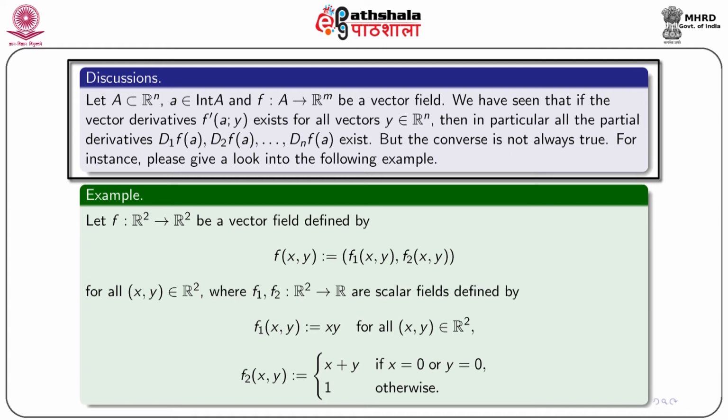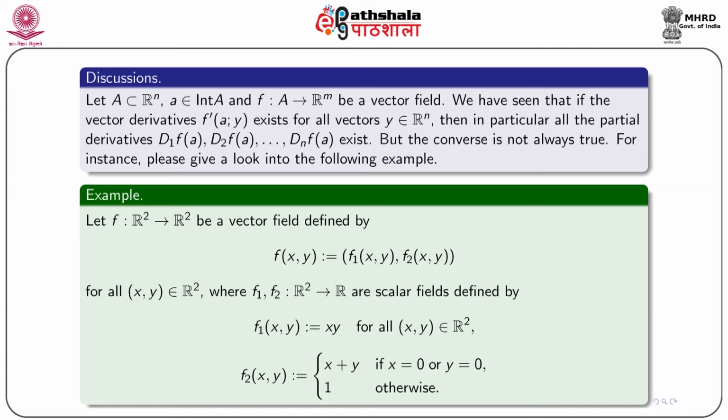We show this by an example. Let f from R2 to R2 be a vector field defined by f(x, y) equal to the ordered pair (f1(x, y), f2(x, y)), where f1(x, y) is xy and f2(x, y) is defined as follows. If either x equals 0 or y equals 0, then f2(x, y) is x plus y, otherwise it is 1.